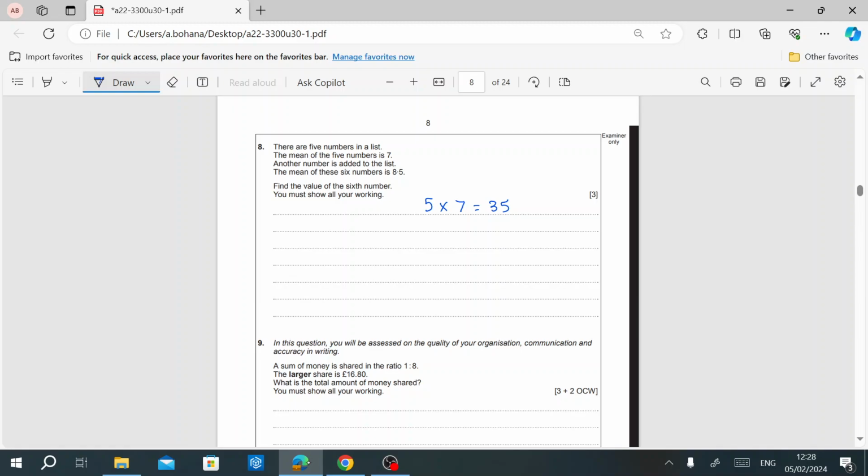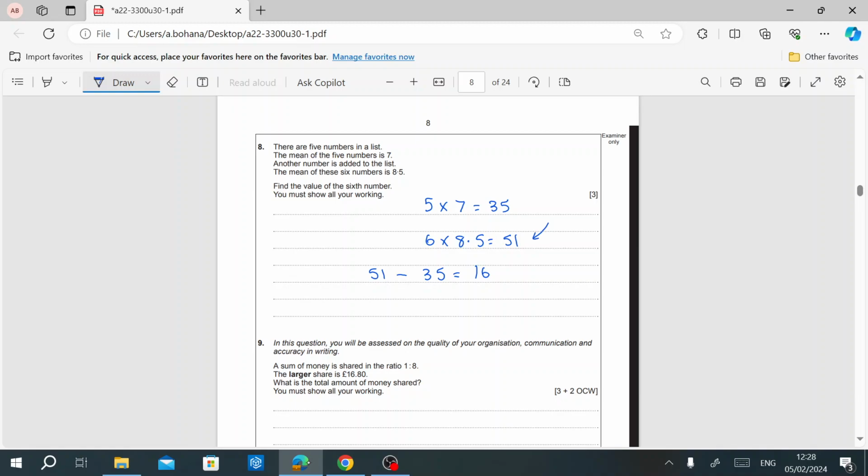Another number is added to the list, so the mean of the 6 becomes 8.5. 6 times 8.5. Well, 8 times 6 is 48, and half of 6 is 3. That's going to become 51. So 51 minus 35, and the answer to that is going to be 16.